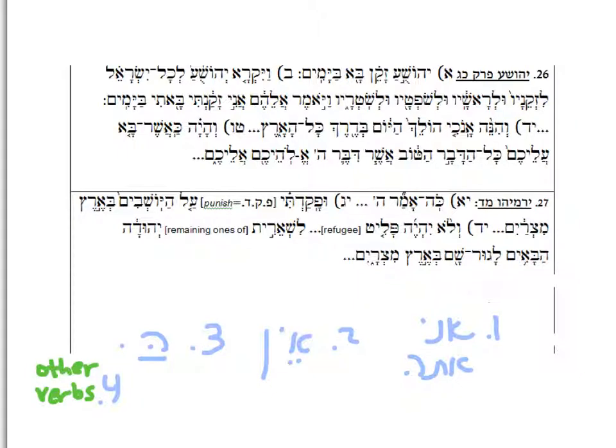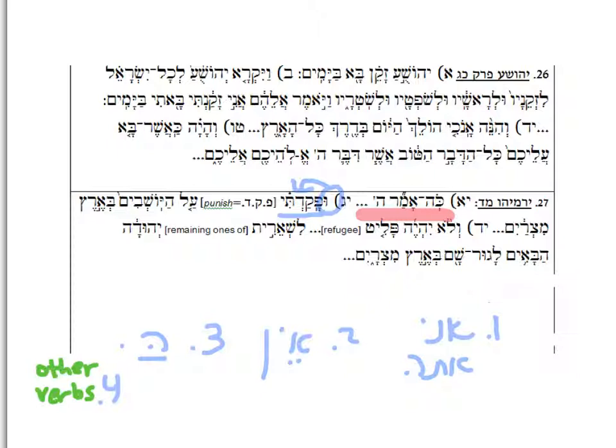Let's look at number 27. Ko amar Hashem, right, which is a prophecy. Upakadati al hayoshvim be'eretz Mitzrayim. Upakadati. So pakadati is to exact. I exacted punishment, past tense. Upakadati, any vav before a past tense word is going to flip it to future tense. I will exact punishment.